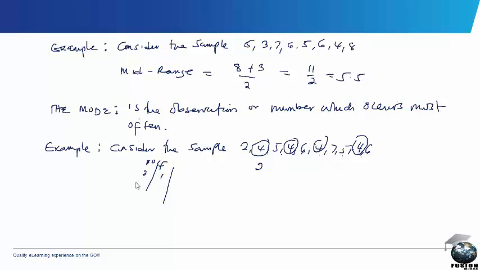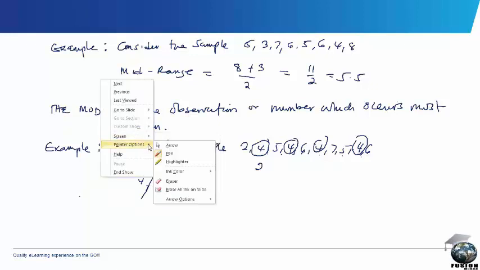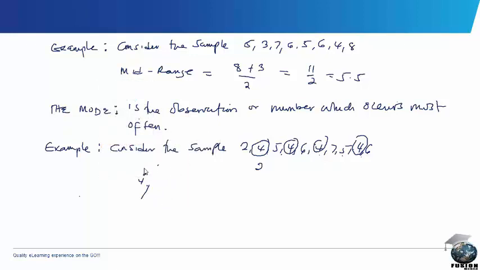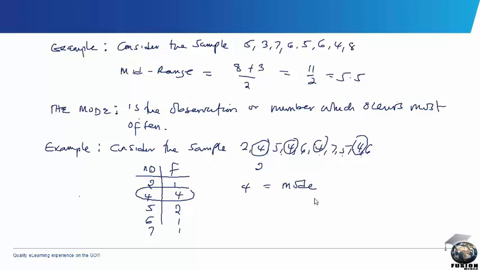All I'm saying is this: if you group them according to number and frequency, the number 2 has a frequency of 1, the number 4 has a frequency of 4, the number 5 has a frequency of 2, and the number 6 has a frequency of 1, same with number 7. So the highest occurring number here is 4. Therefore the mode is equal to 4, because it occurs 4 times. It has the highest number of occurrences.